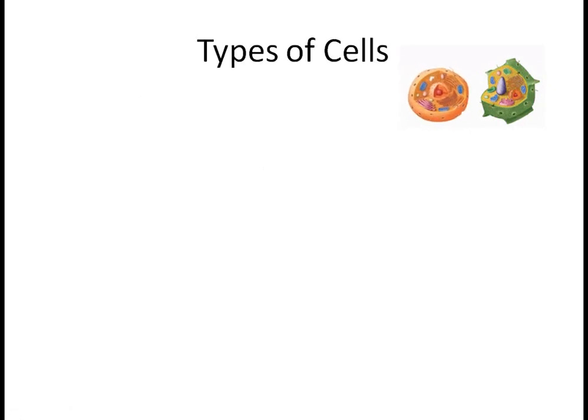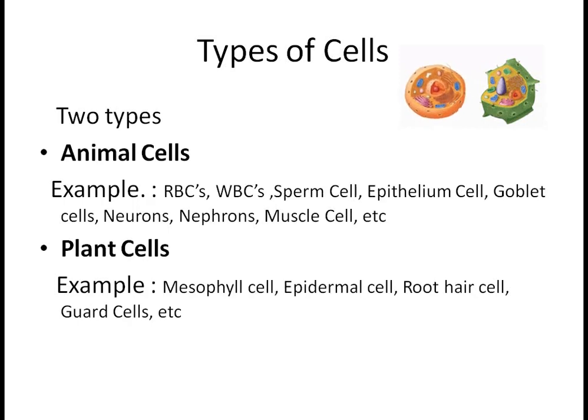Now I have divided the cells on the basis of their presence. They can be animal cells, they can be plant cells. Animal cell examples include your RBCs, red blood cells, WBCs, which are white blood cells, sperm cells, epithelium cells, goblet cells, neurons, nephrons, muscle cells, and many others.